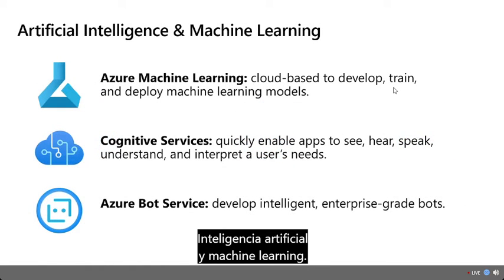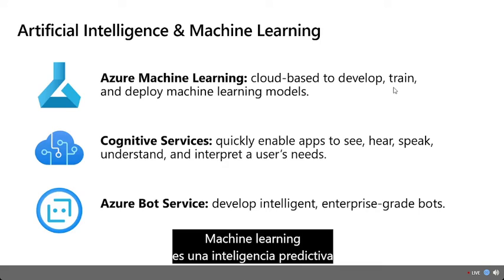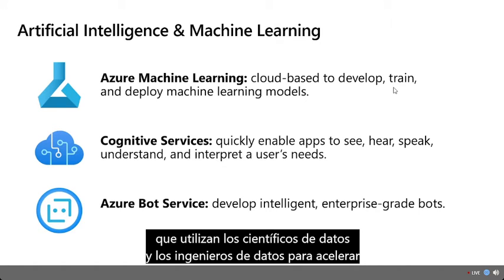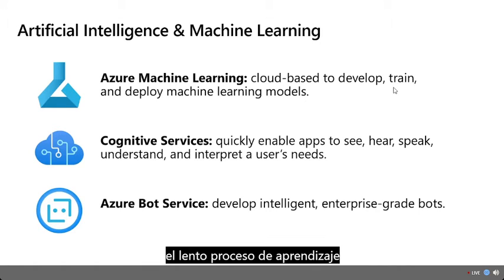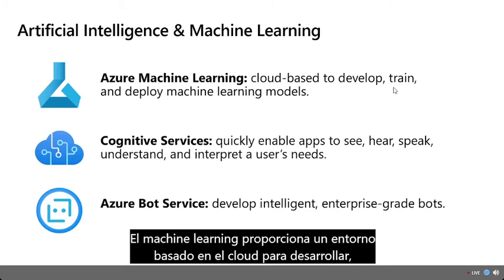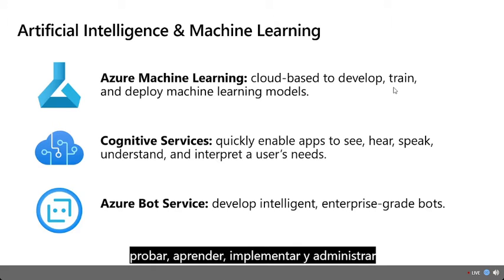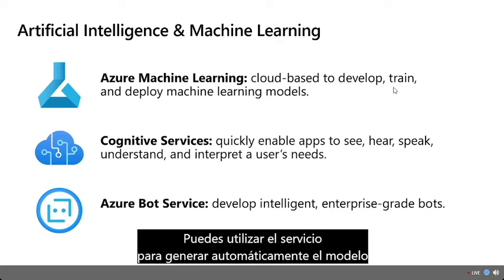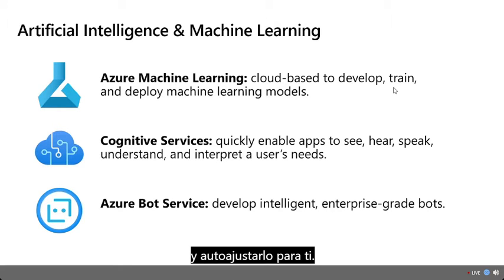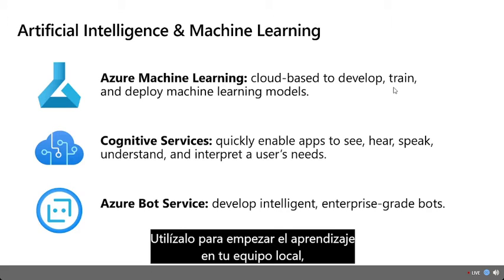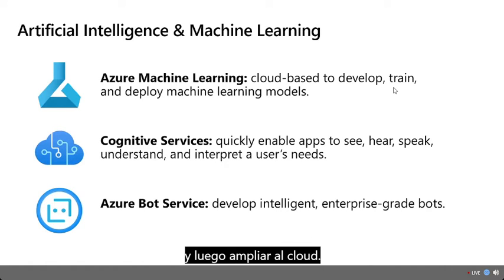Artificial intelligence and machine learning. Machine learning is a predictive intelligence that data scientists and data engineers use to speed up the slow training process and tedious deployment tasks. Machine learning provides a cloud-based environment to develop, test, train, deploy, and manage machine learning models. You can use the service to auto-generate a model and auto-tune it for you. Use it to start training on your local machine and then scale out to the cloud.